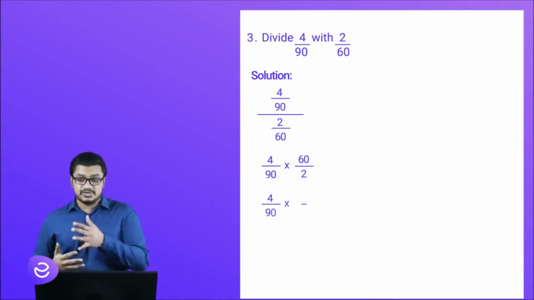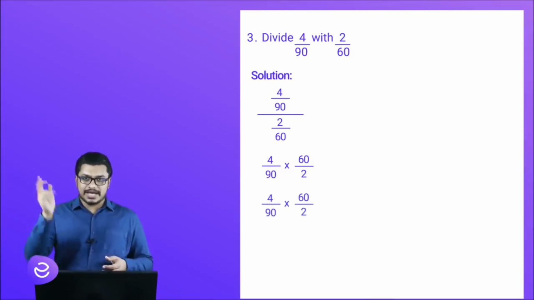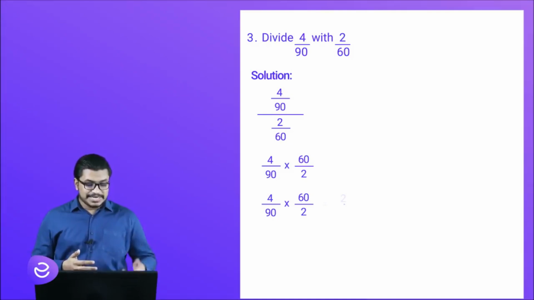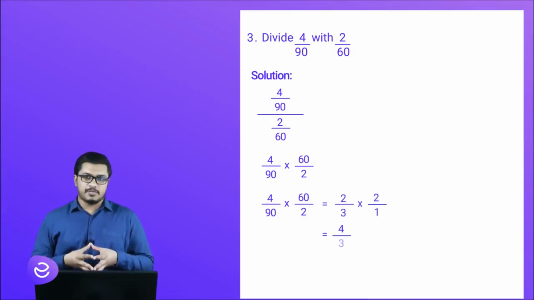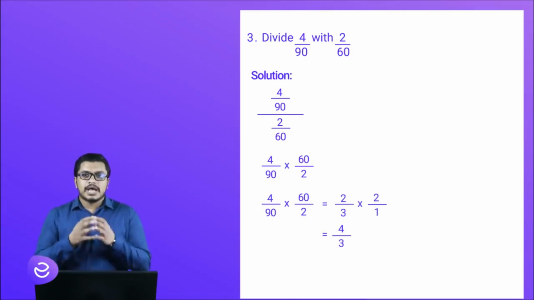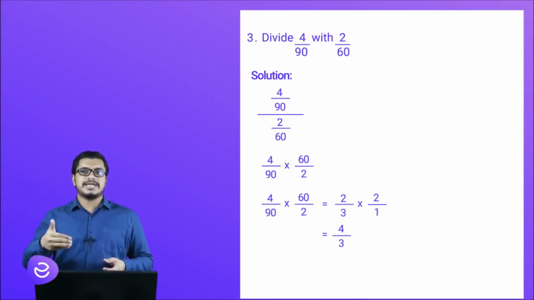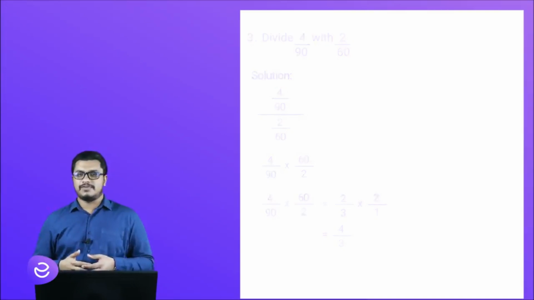Now it becomes very easy to calculate. 4 by 90 into 60 by 2, we can cut some common factors. We get 2 by 3 into 2 by 1, which is actually 4 by 3. That is how you come to a conclusion using all the guidelines that we have provided before.